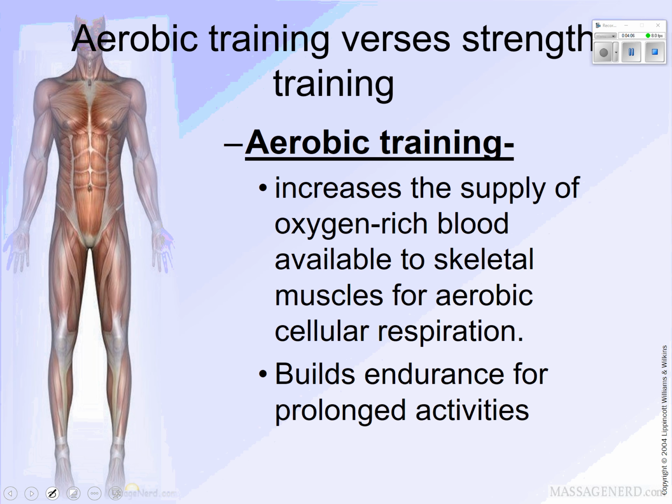Now we have the different types of training that you can do. Aerobic training is things like jogging, aerobic dance, things like that. This increases the supply of oxygen-rich blood available to the skeletal muscles for aerobic cellular respiration. It builds endurance for prolonged activities. With aerobic training, they say you should eat adequate amounts of protein. This will help the body synthesize muscle proteins and increase your muscle mass.